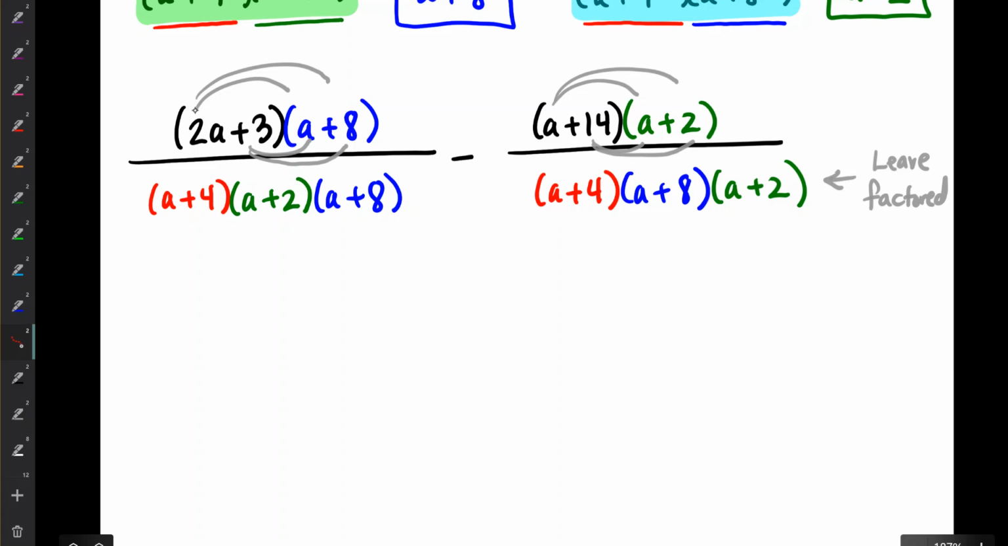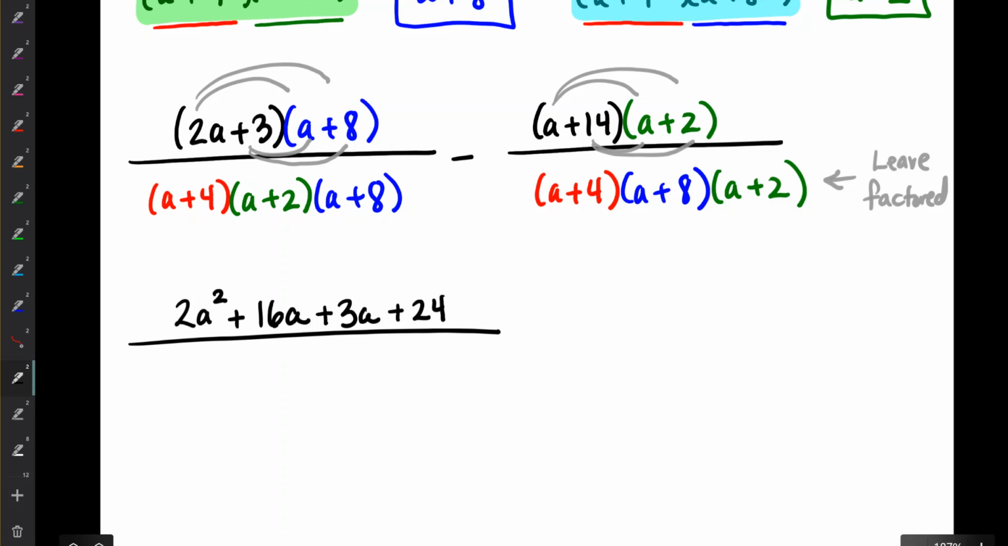Okay, multiplying out my numerators. 2a times a is 2a squared. 2a times 8 is going to be plus 16a. 3 times a is plus 3a. And 3 times 8 is 24. And I'm going to write it all over that common denominator.